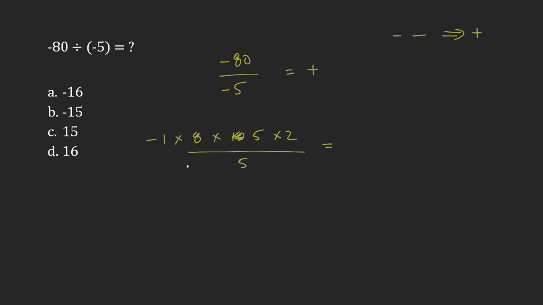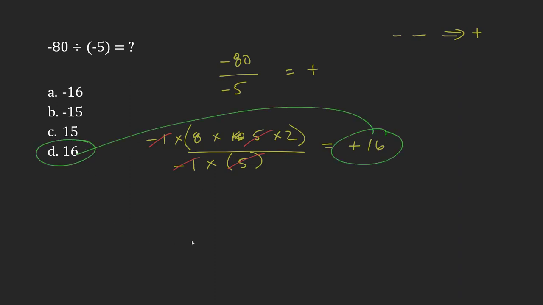I can do this to make sense of it, if you like. Negative 1 times, and this is 80, 8 times 10, which is 5 times 2. Here's negative 1 times 5. So my 5's will cancel out. In fact, my negative 1's will cancel out, which is why I end up with a positive result. And I'm left with 8 times 2. That's 16. This, of course, is a very roundabout way of getting to my answer, which is D.